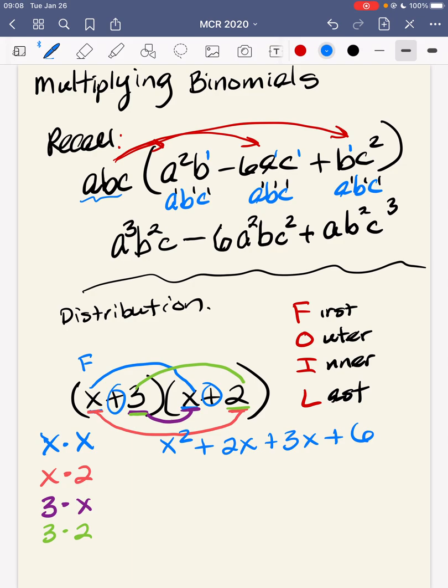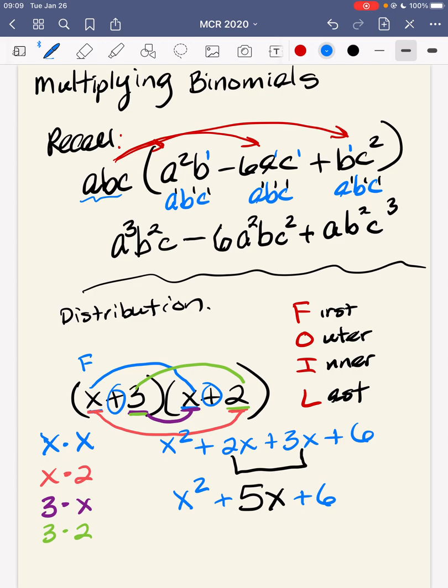All right. Almost always what's going to happen is in the middle, you're going to have like terms, which means you can actually add these two things together. So 2x plus 3x is going to give me 5x, and that's my middle. And then the 6 is just going to drop on this side, and the x squared is going to drop on this side, and we end up with a trinomial most of the time.